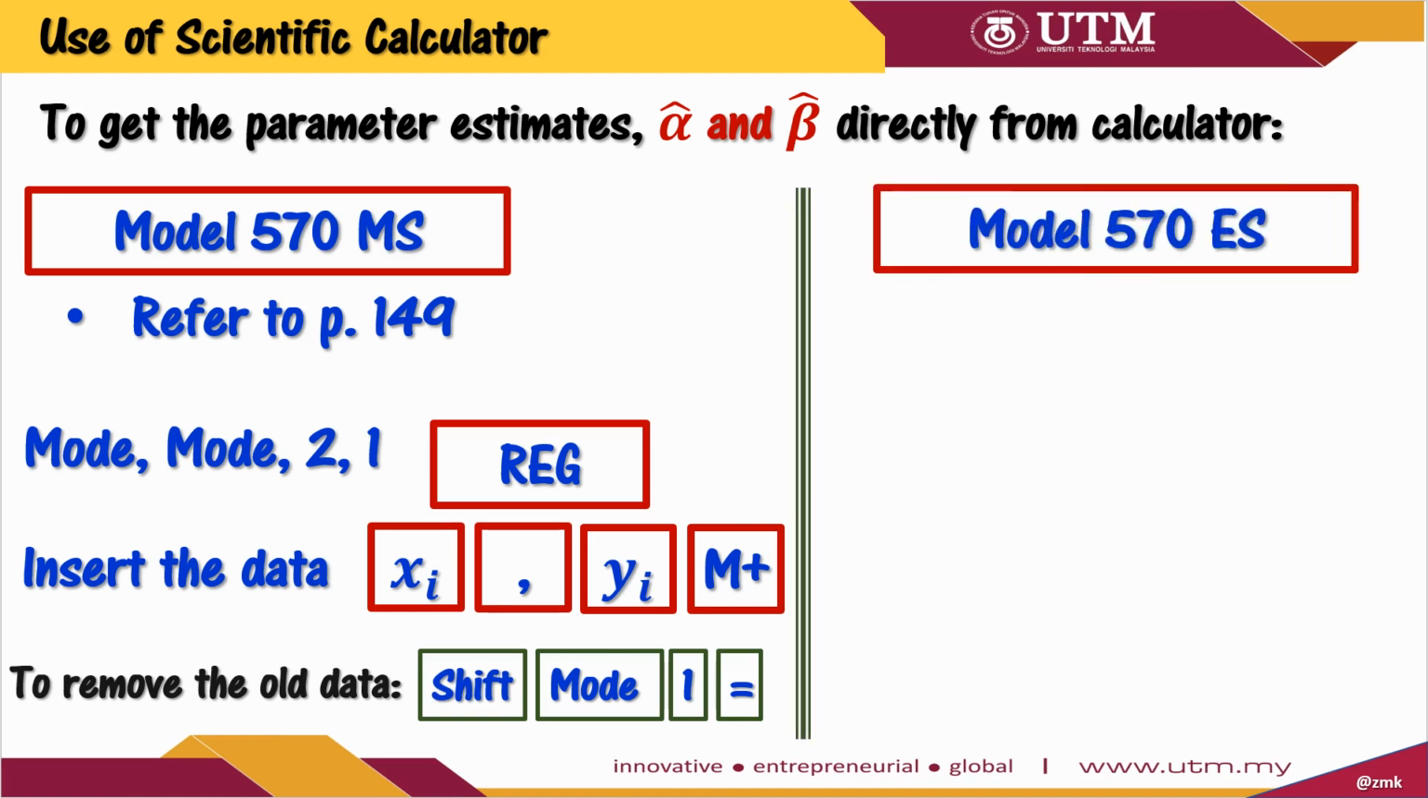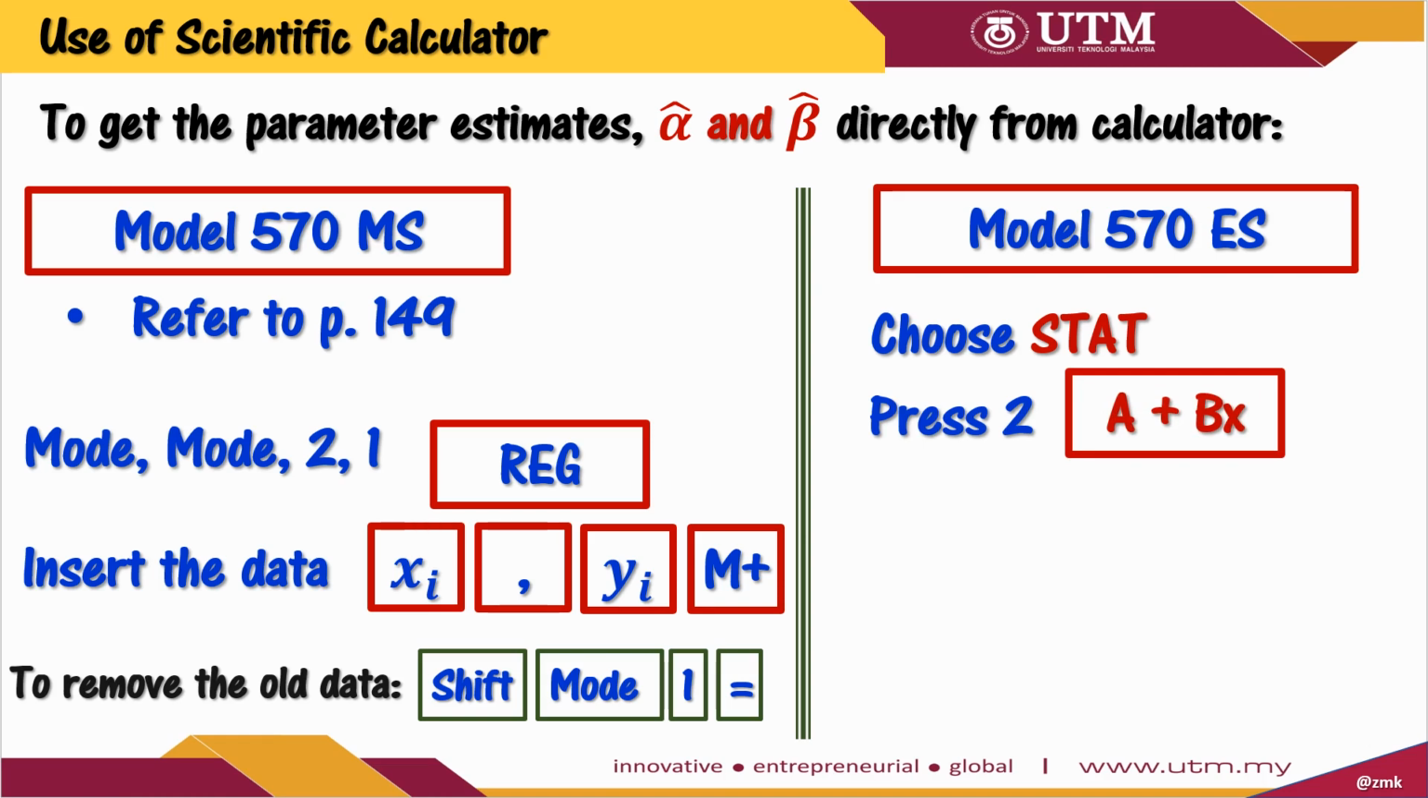For Model 570ES, however, you can start by choosing Stat from your calculator main menu. Next, press number 2 button where you can see A plus BX for simple linear regression analysis. Then immediately you will have the environment to insert your data. So now you can insert your data, where in the first column should be for the values of x, whereas the second column should be for the y values. Make sure you insert the pairs of values correctly.